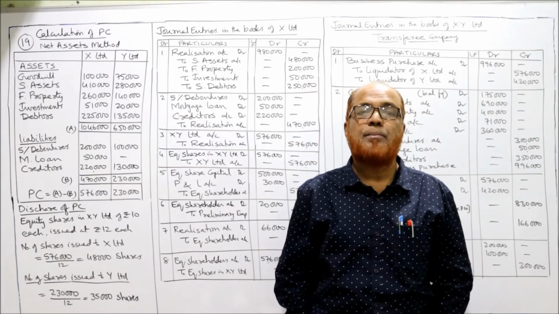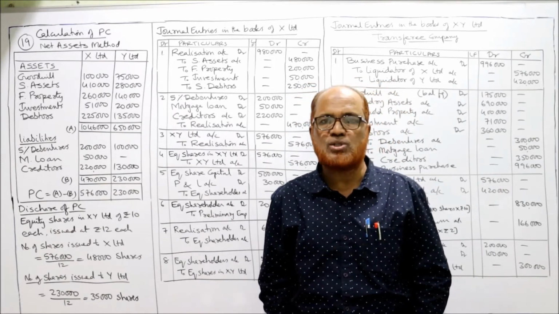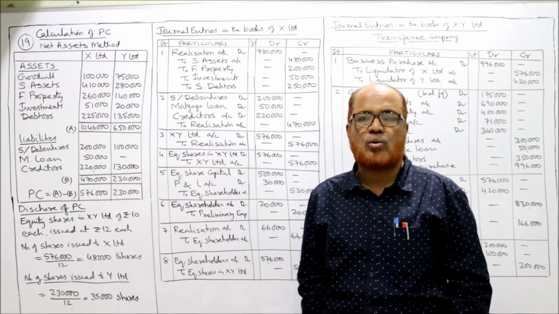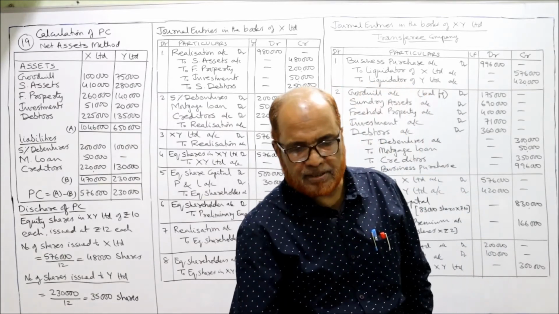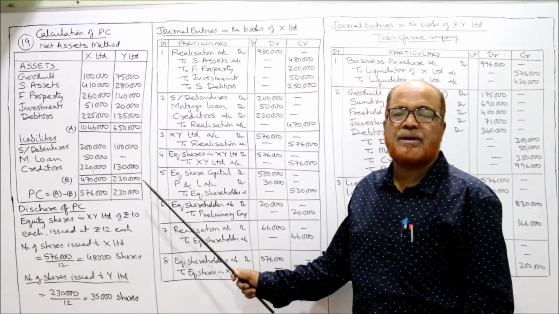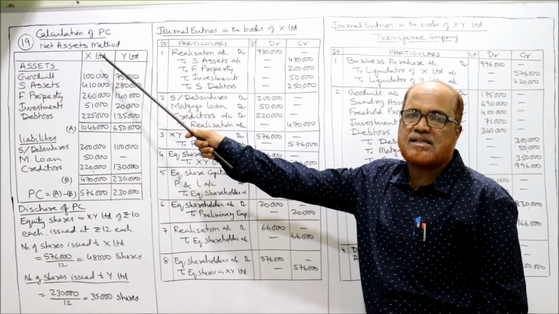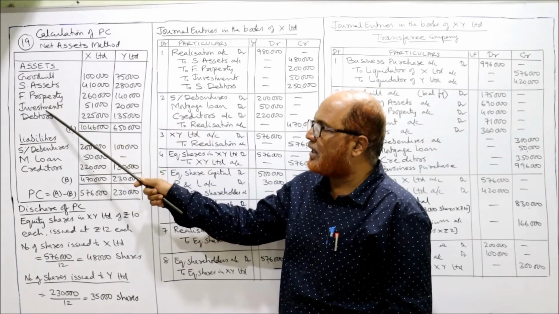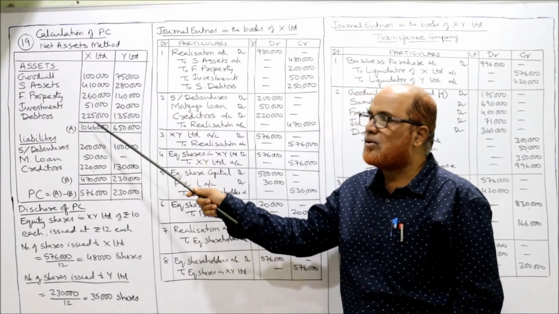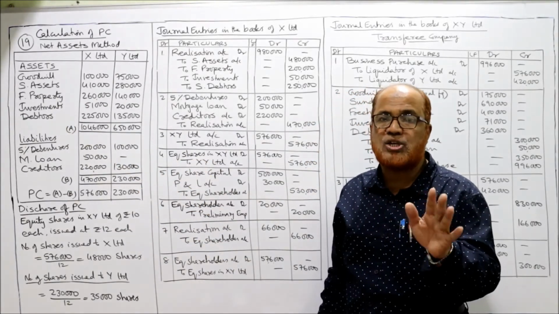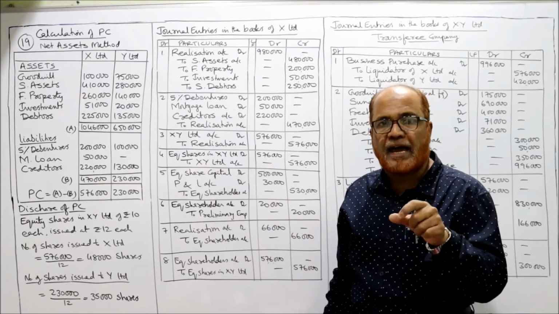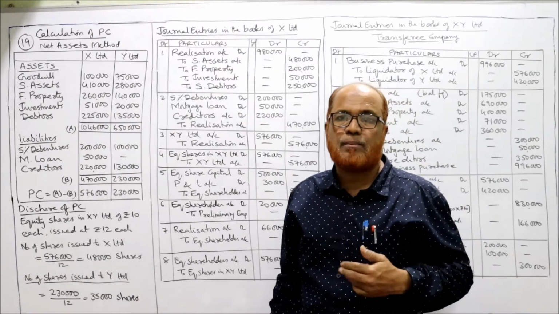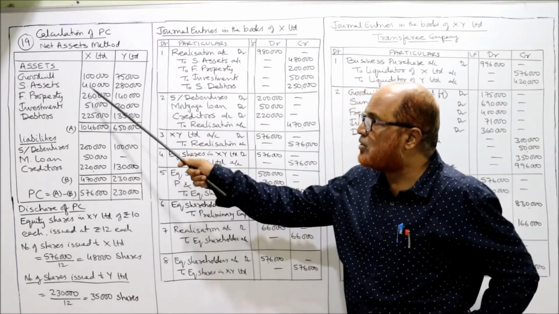That means we have to show the PC calculation, how the shares of XY Limited will be distributed among the shareholders of X Limited and Y Limited. So first of all, we will calculate the purchase consideration, PC, net assets method. X Limited, Y Limited, goodwill, sundry assets, freehold property, investment, debtors. All these values are the agreed values, not balance sheet values. In the problem, agreed values, at what price, at what value the purchasing company is taking over. Those agreed values I have taken.